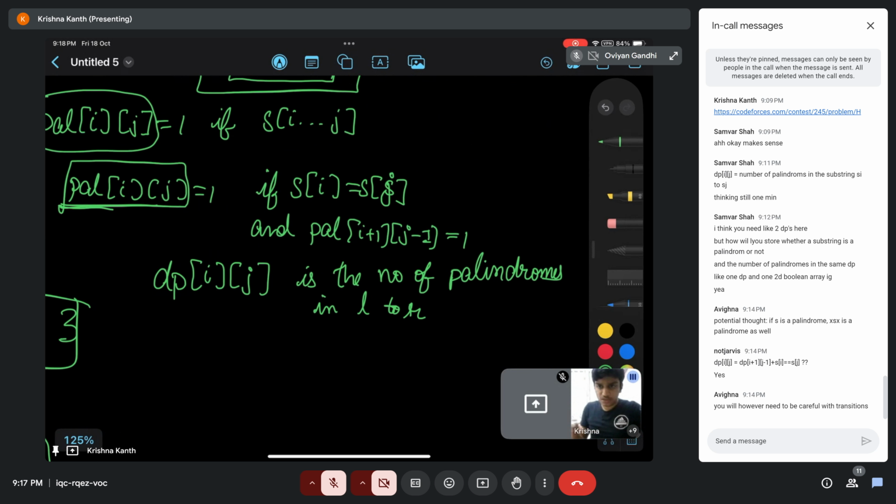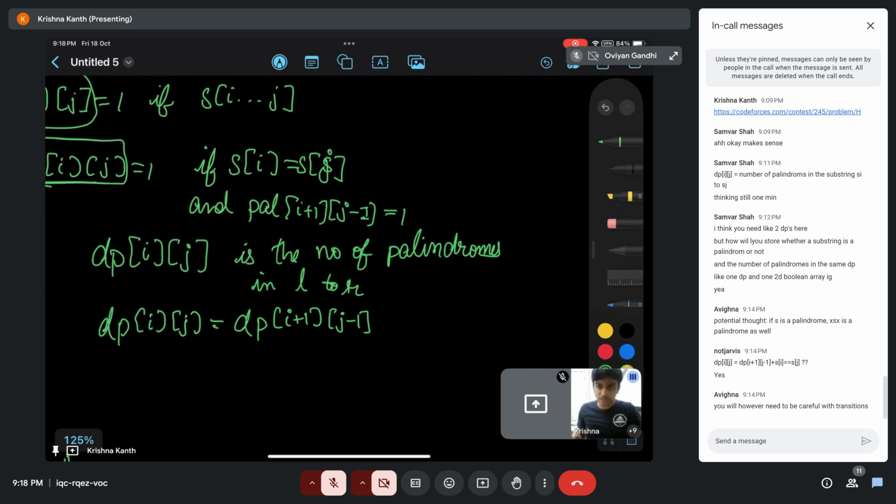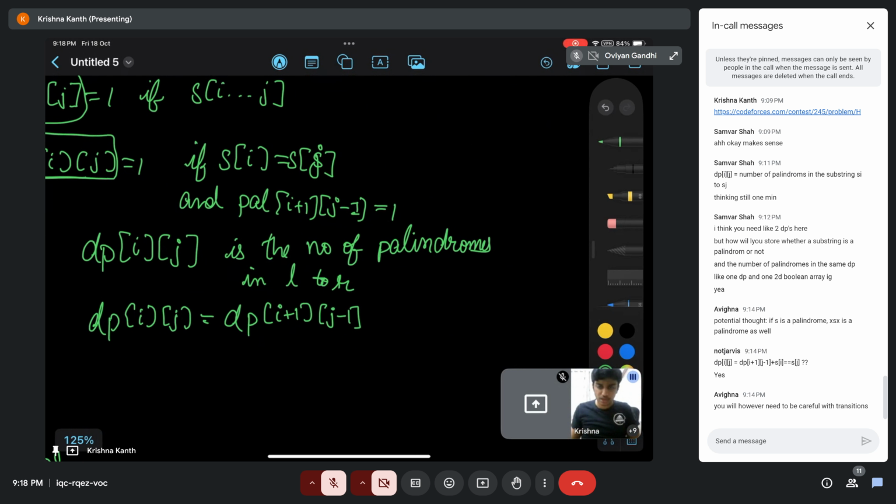So the transition, as someone pointed out, it is dp. Because whatever is a palindrome of the inner string will also be a palindrome of a substring. That substring will also be considered a palindrome for the outer string. So this would be dp of I plus 1, j minus 1. But can someone also point out the two other transitions that are required?